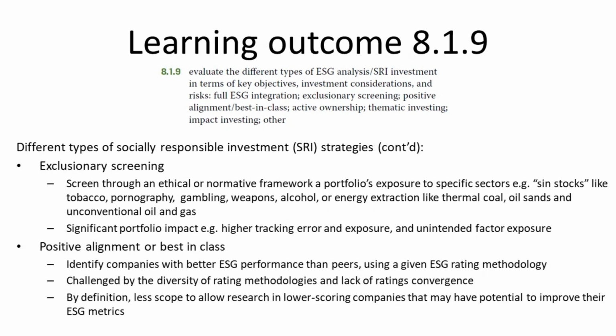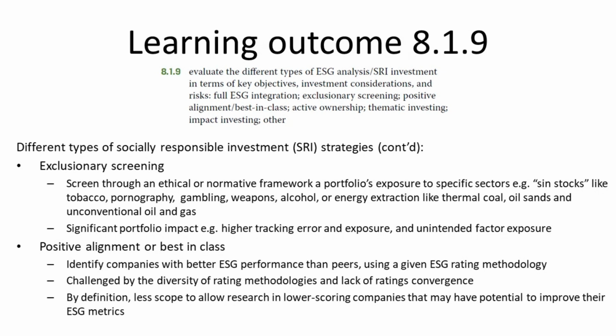The second is exclusionary screening. We actually talked about this many times. Say via an ethical or normative framework, like excluding stocks like tobacco, pornography, gambling, weapons, alcohol, energy extraction like thermal coal, oil sands, and conventional oil and gas. And as we have mentioned more than once, that can have significant portfolio impact.